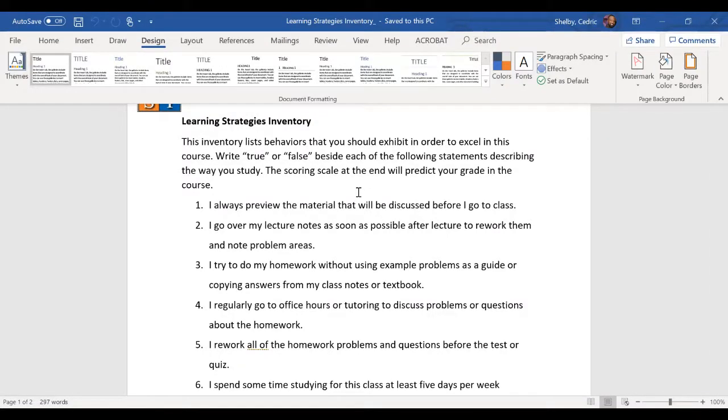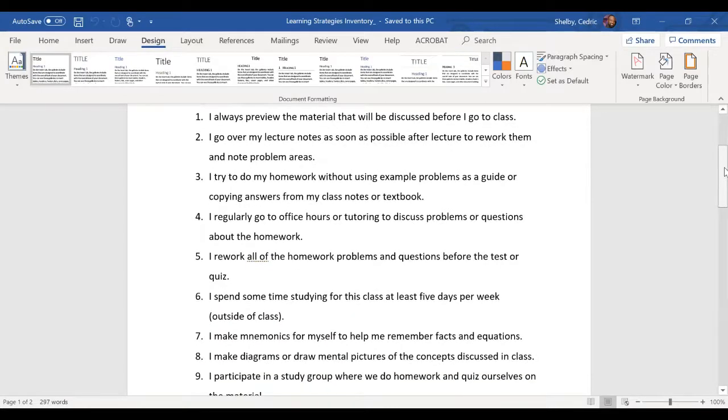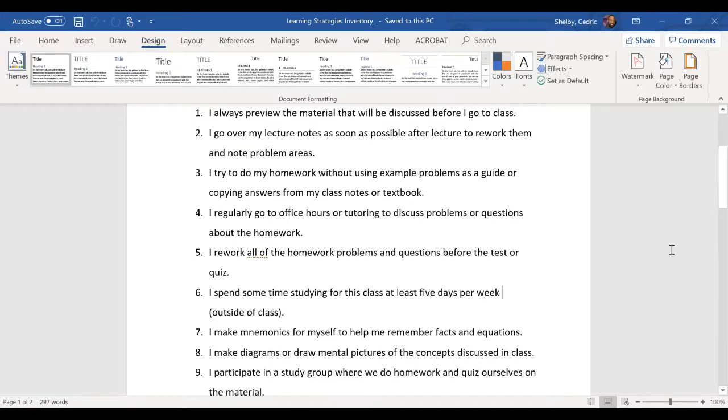As you're looking at them, answer them true or false, but you can write on your own paper, beside each of the following statements describing the way you study. The scoring scale at the end, if you answer them truthfully, and please answer them truthfully, will predict what your grade will be in that course. That way we can look at where you are and how you feel you are, and then we will work on getting you to where you want to be. There are 11 questions, so I'm going to put the first 9 on the screen here. Please answer these 9 true or false, and then we'll answer the other 2. Then we'll go on to the scoring scale and discuss that as well. If you have questions about anything, please let me know. If I'm moving too fast, have me stop, and I'll go back and go over whatever you need help with.